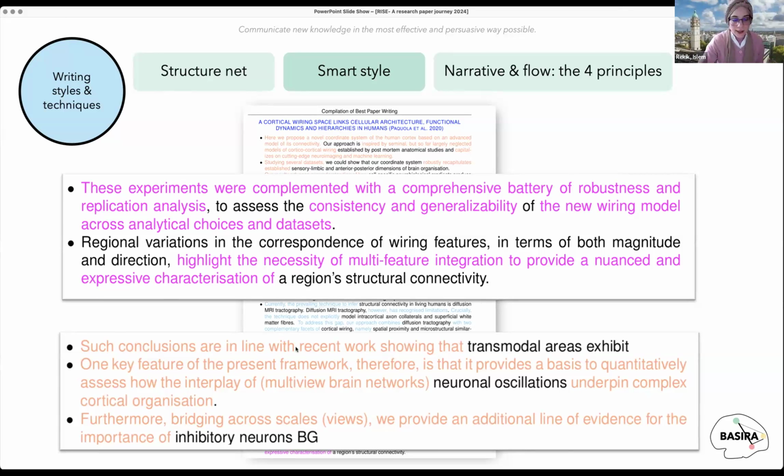Conclusion sections: the conclusions are in line with recent work showing that one key feature of the present method or framework is that it provides a basis to do something, okay? Bridging across, we provide. So these are all sentences that you can use in your writing and integrate with your writing.